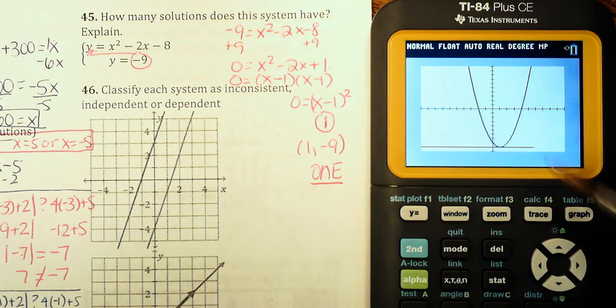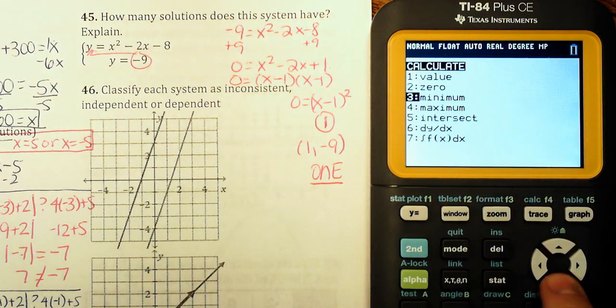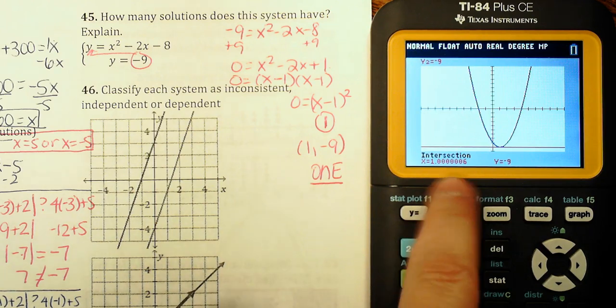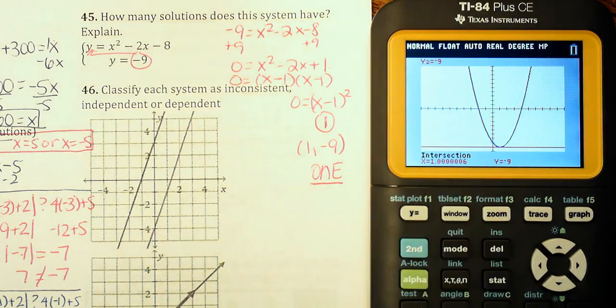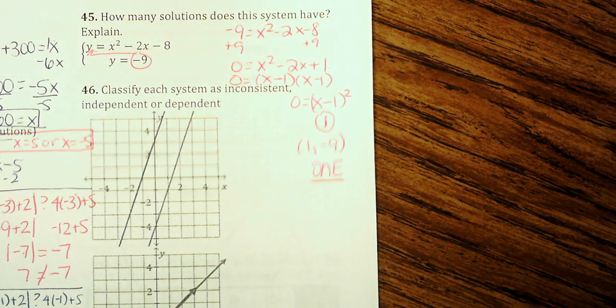Okay, you see this brushes by just in that point. If you want to find the intersection there, you can do second calc, intersect. Just keep hitting enter and it should hone in on that point. Now this is rounding. It should be exactly equal to 1 and negative 9. So one solution here. Just one spot they have in common. It's the vertex of that parabola.